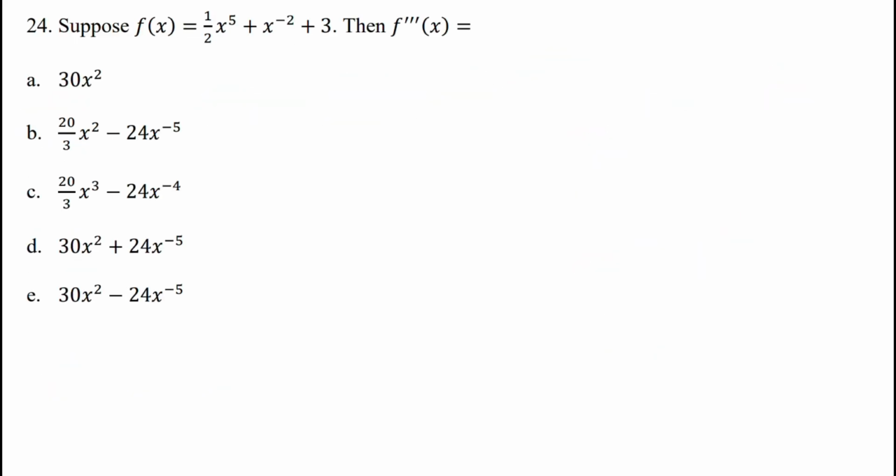For number 24, we're just looking for a third derivative. So we need a first derivative, which will be with the power rule. So f prime will equal 5 halves x to the 4th, and then minus 2x to the -3, and then the plus 3 goes away.